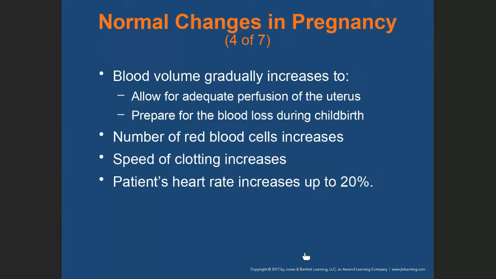Blood volume gradually increases to allow for adequate perfusion of the uterus, and it prepares the body for blood loss during the childbirth process. The number of red blood cells is going to increase, the speed of clotting increases, and the patient's heart rate increases up to 20%. So you may see tachycardia for a pregnant patient, and it's perfectly fine.